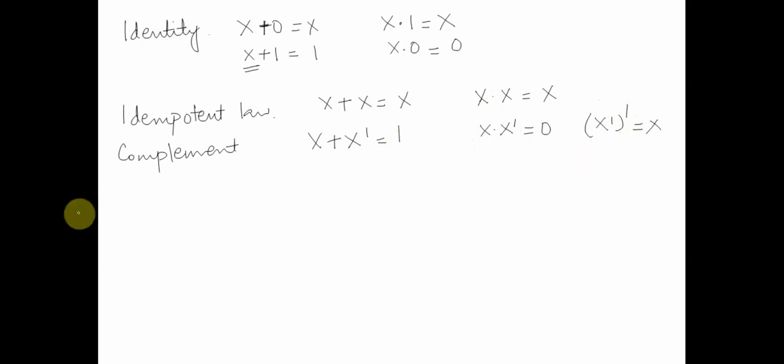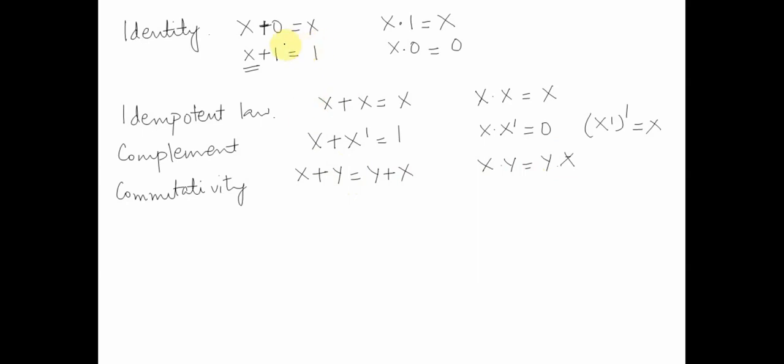Then we have the next law, called the commutativity law, which basically says that x OR y is the same as y OR x, and x AND y is the same as y AND x. So these are pretty simple and straightforward rules and laws, if you see.